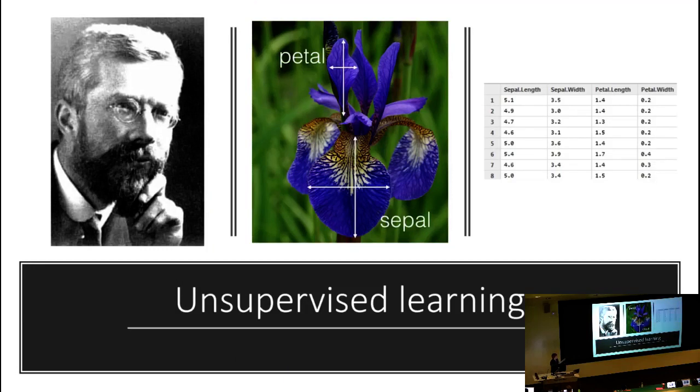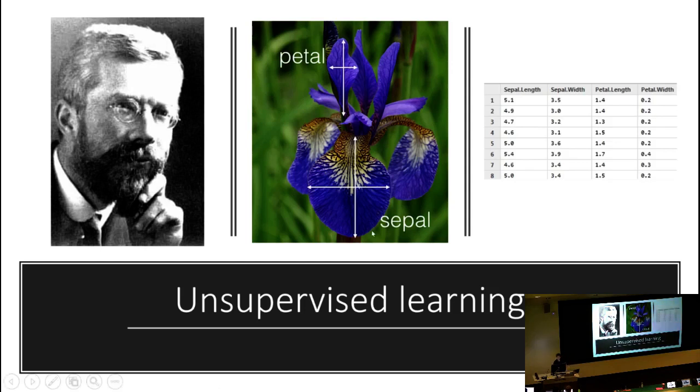So does anyone know who this is on the left? This is Fisher, you know, like Fisher's exact test, all that stats and stuff. But he came up with a very, very famous data set called the iris data set. Now Fisher knew a lot about flowers, unlike us, and he actually knew all about irises. And he went around his garden and he measured, I can't remember how many, maybe 50 of each kind of iris, and took four measurements.